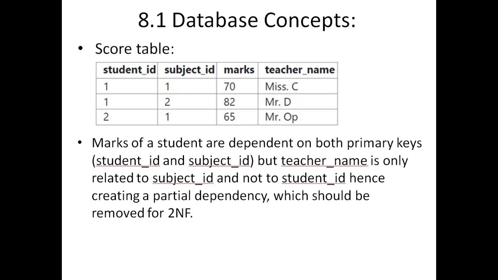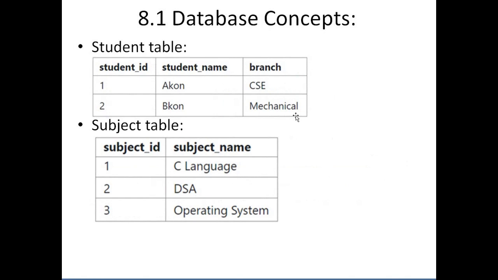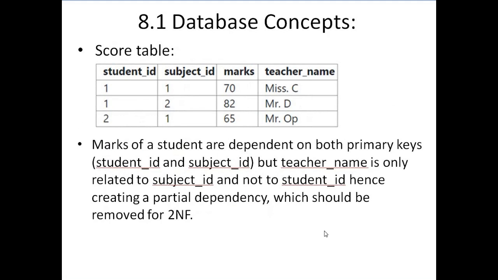Now over here, marks of a student are dependent on both primary keys, the student ID as well as the subject ID. However, the teacher name only depends upon the subject ID but not on student ID. This means we have a partial dependency in this table. As you can see, this is not the case over here. Student name is dependent upon student ID as well as branch is dependent on student ID. Then we have subject name is dependent upon subject ID, but over here we have a partial dependency.